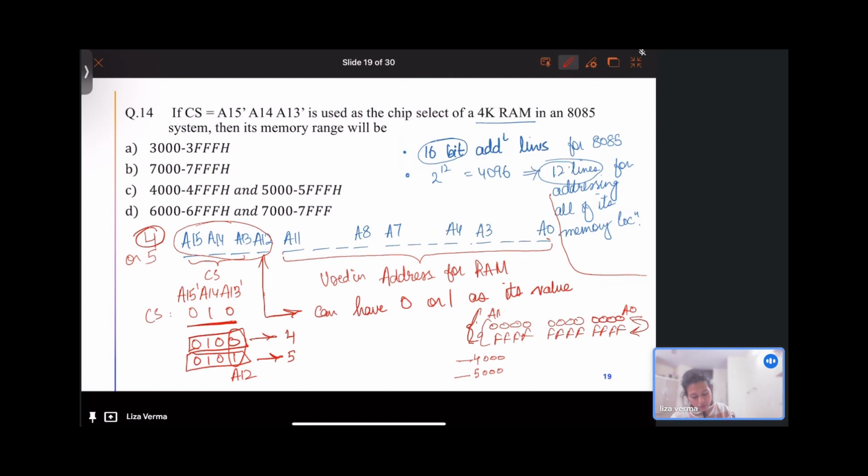So we'll have a range of 4000 to 4FFF and 5000 to 5FFF. These 3 digits correspond to the values of these address lines A0 to A11, which correspond to the memory locations, and this 4 and 5 correspond to A12, 13 and 14, which gives us our answer as C.